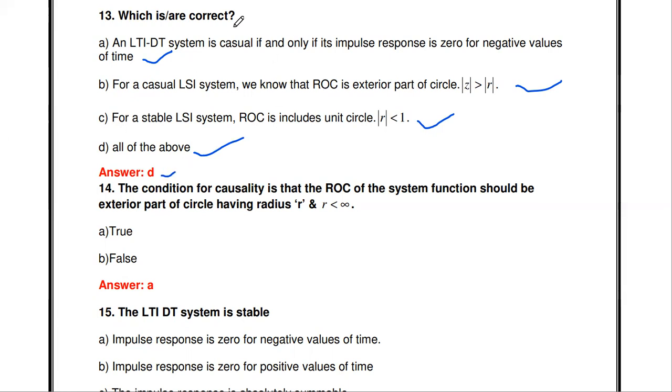So all these conditions are true. For a causal system, the impulse response is 0 for negative values of time. For a causal system in terms of ROC, if the ROC is the exterior part of the circle, that is a causal system. For a stable system, the ROC includes the unit circle. So all conditions are correct. Using each condition, there will be a separate question also.